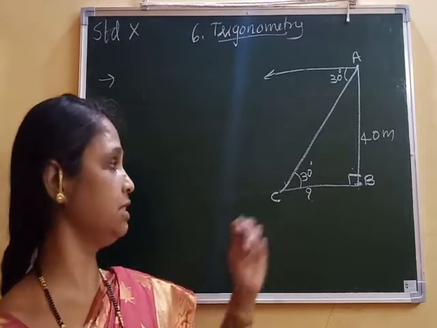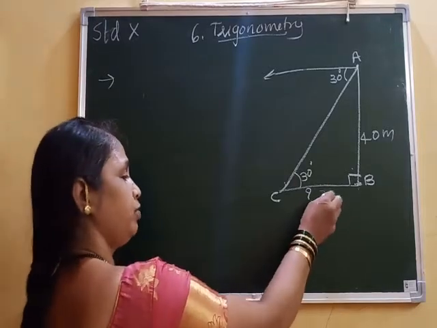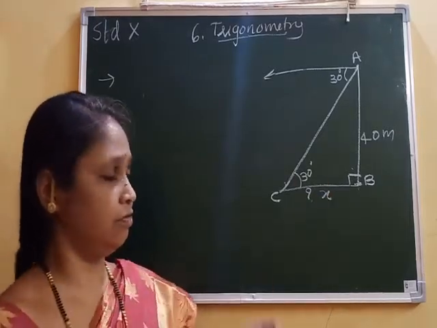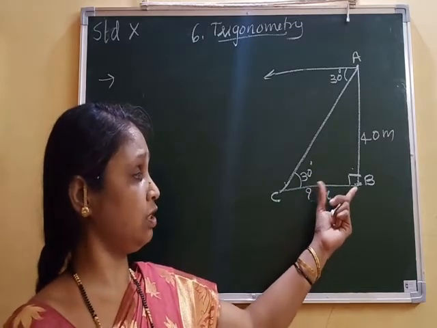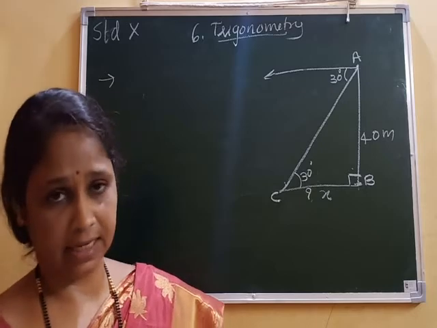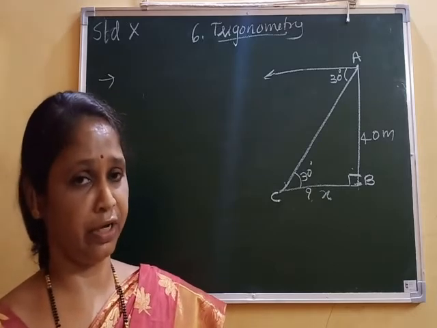You can represent this distance as BC, or you can write, let the distance of the scooter from the building be x. Like this you can denote it and find it out.